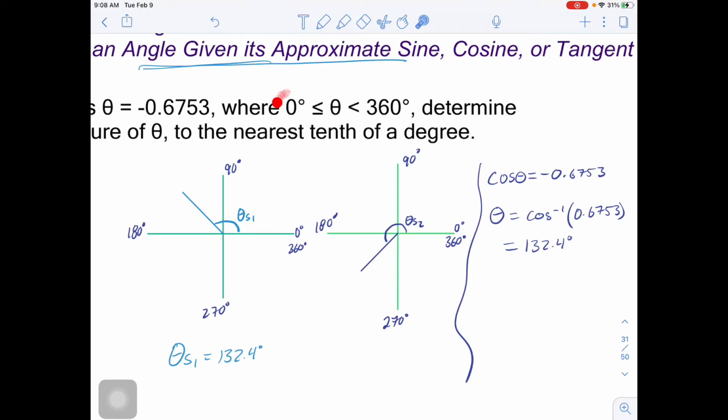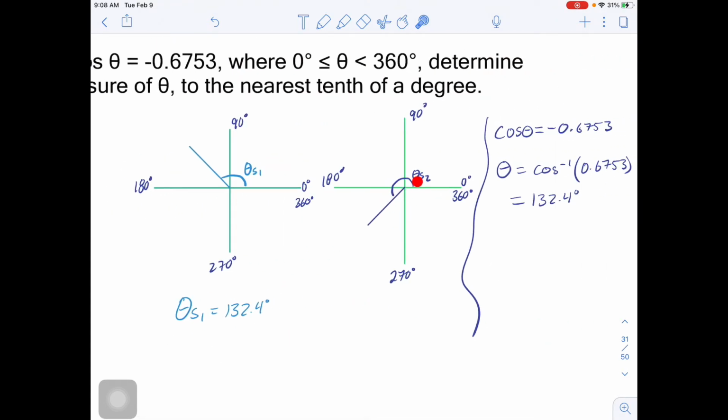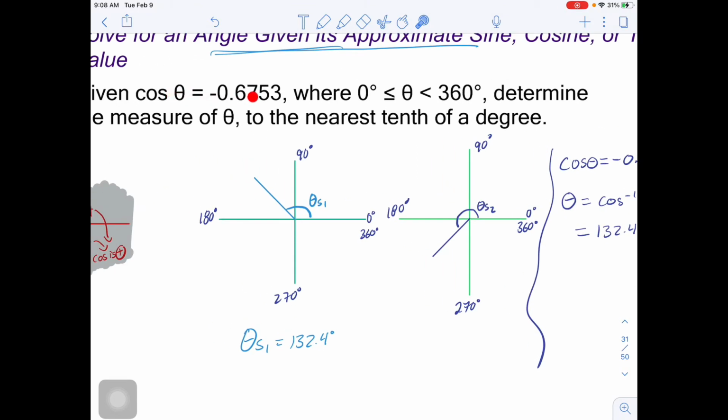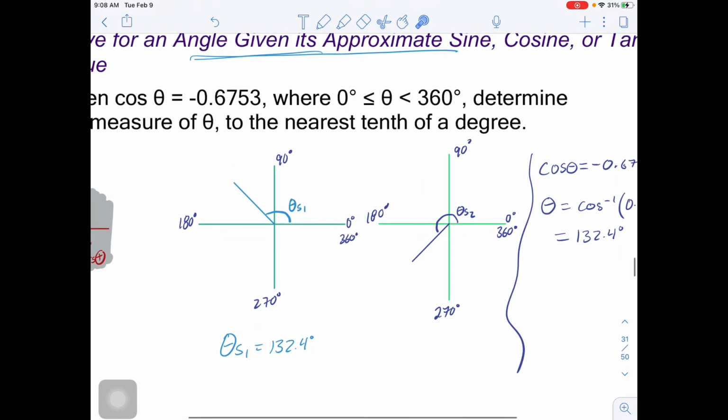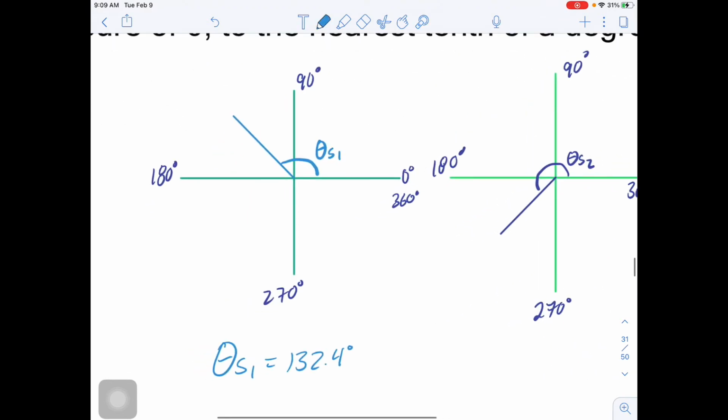But good thing we noted what our restrictions were to begin with, because there's another possible angle here. How are we going to find that? Well, a special thing about angles that share a ratio is that they share reference angles. So the reference angle found here will be the same reference angle for this standard angle. So now we've got to ask ourselves, what's the reference angle here? And that will be shared here.